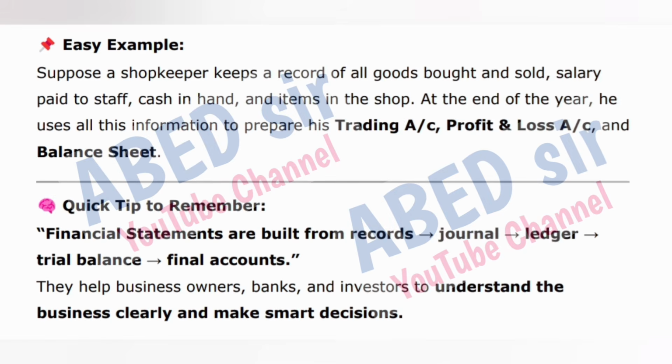Easy example. Suppose a shopkeeper keeps a record of all goods bought and sold, salary paid to staff, cash in hand, and items in the shop. At the end of the year, he uses all this information to prepare his trading A/C, profit and loss A/C, and balance sheet. Quick tip to remember: financial statements are built from records: journal, ledger, trial balance, final accounts. They help business owners, banks, and investors to understand the business clearly and make smart decisions.